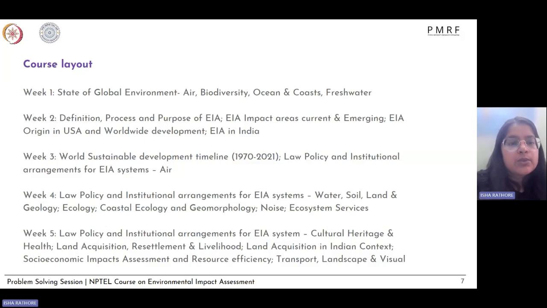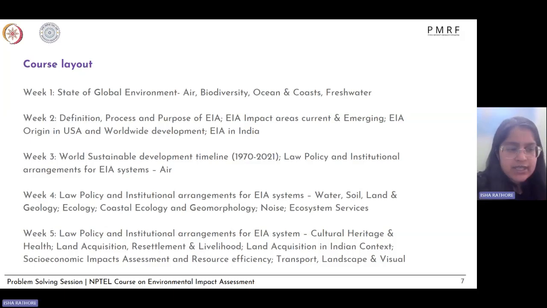Week three, we looked at the World Sustainable Development Timeline. This was divided into two modules, where we looked at the period between 1970 to 1999, and from the 2000s to 2021. We looked at two separate World Sustainable Development Timelines. Whatever major events, laws, guidelines, and groups or committees have emerged has all been discussed in this module. Then we looked at law, policy, and institutional arrangements for EIA systems pertaining to air assessments.